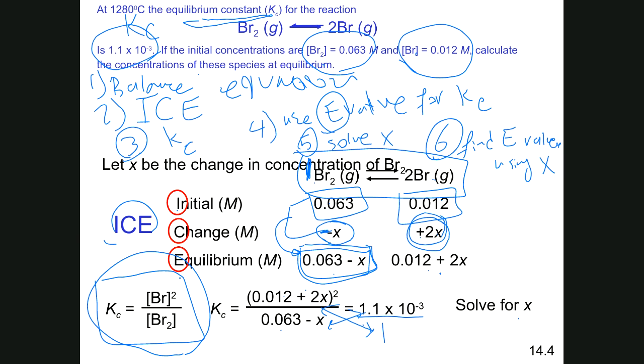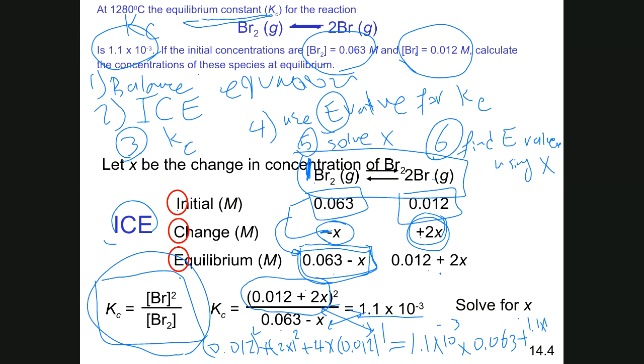So basically one times this, which is 0.012 plus, okay, square, plus 2x square, plus 4x times 0.012 equals, because you're going to raise to the power of 2, this expression equals 1.1 times 10 to negative 3 times this first 0.063 plus 1.1 times 10 to negative 3 x, sorry, value minus.